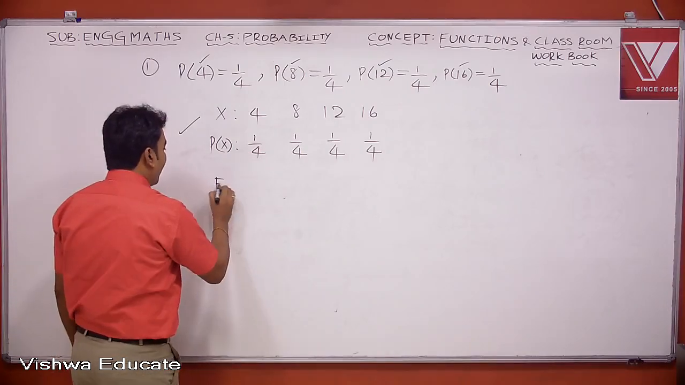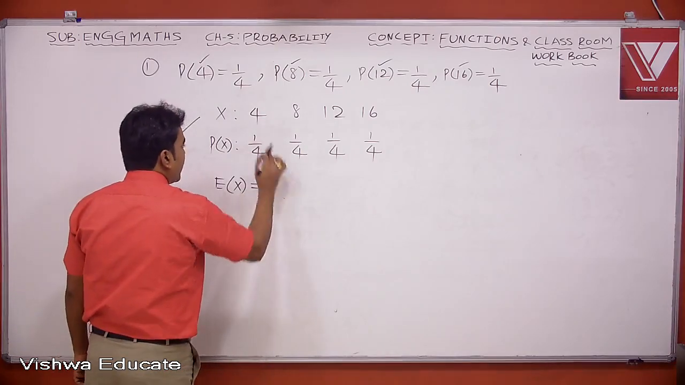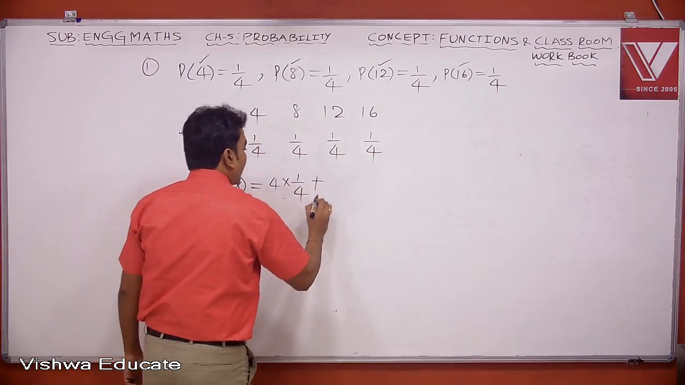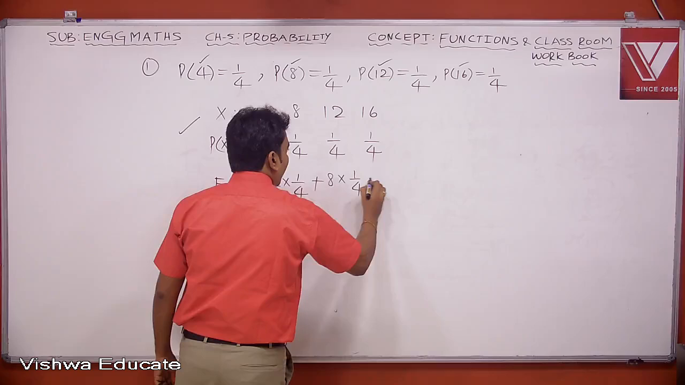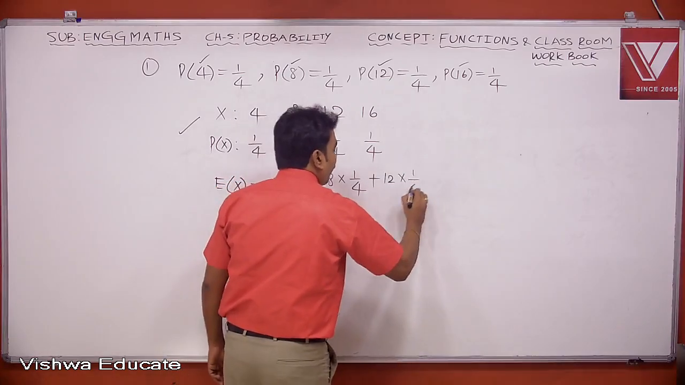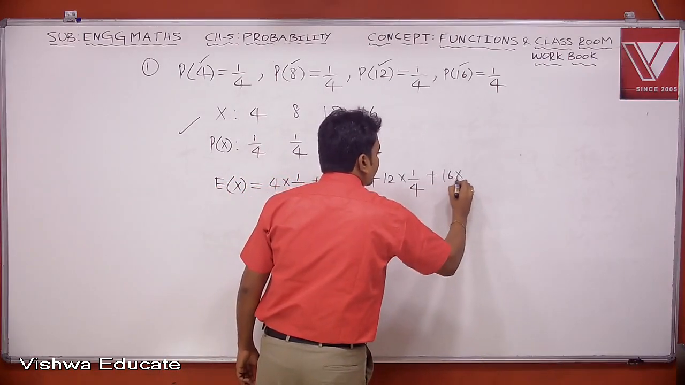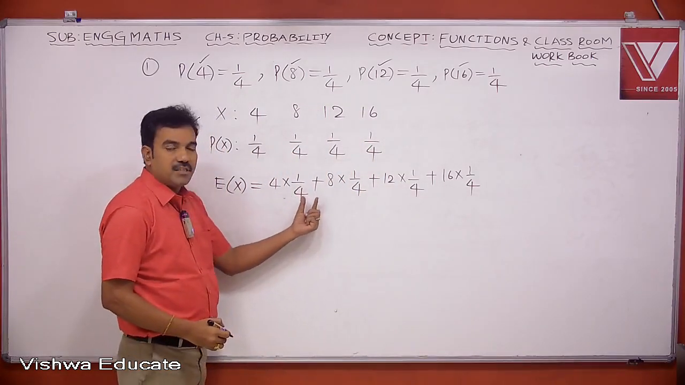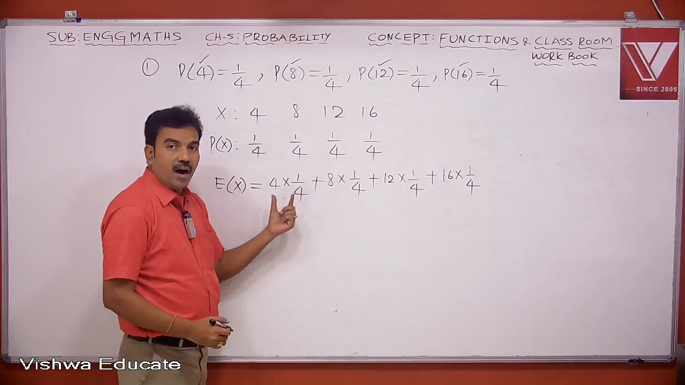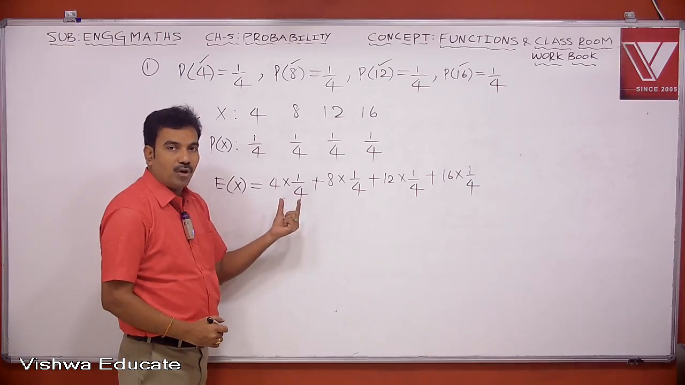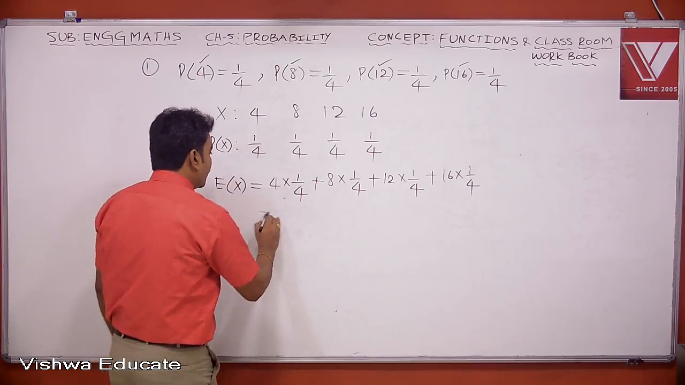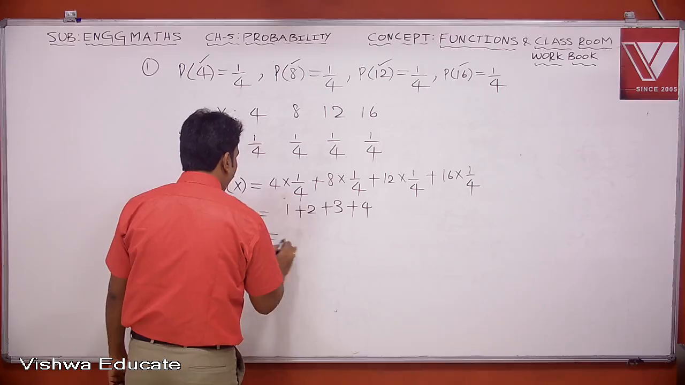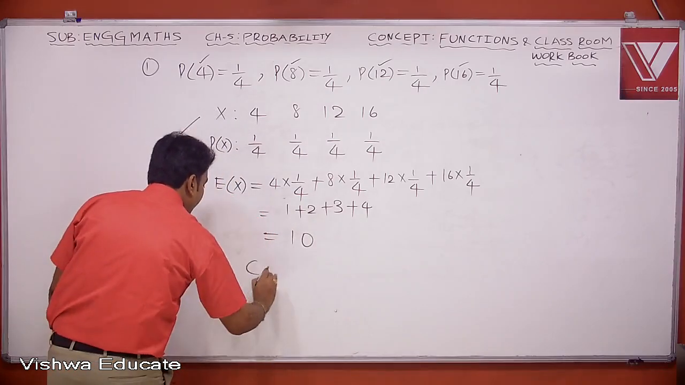So the expected value of x, E of x, equals sample point into probability. So 4 into 1 by 4 plus second point 8 into 1 by 4 plus 12 into 1 by 4 plus 16 times 1 by 4. Because it is a discrete random variable, it is given by summation sigma i equal to 1 to n of xi into p of xi. So this is 1 plus 2 plus 3 plus 4, it is 10. So option C is the right answer.